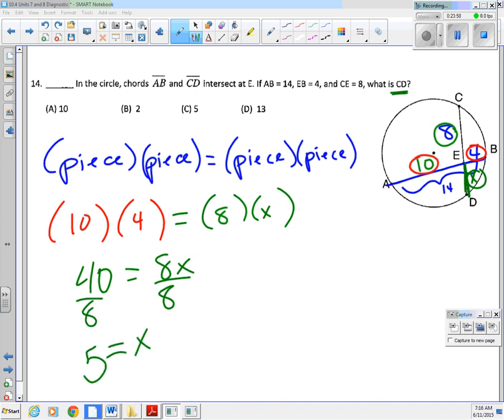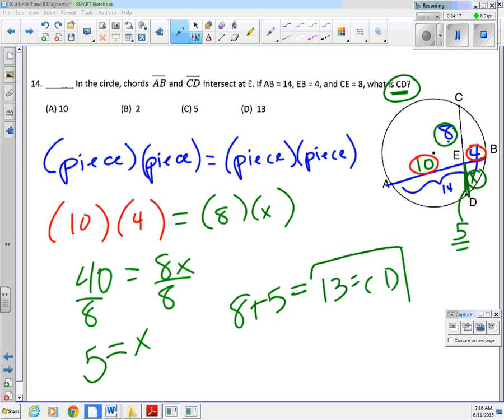So many of you, this is actually a test question, so many of you picked 5 as the answer. I don't want ED, I want CD. And that CD is 8 plus 5, which is 13, which equals CD. So again, you have to really understand what the variable is in this equation. CD is 13, choice D.